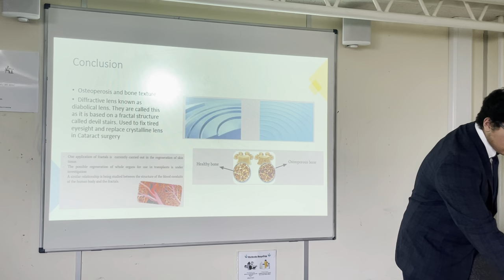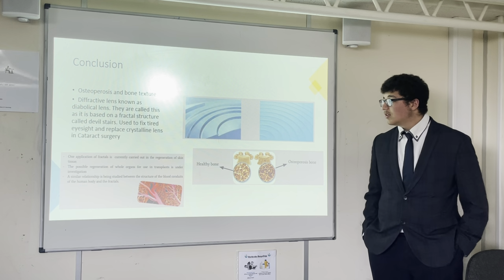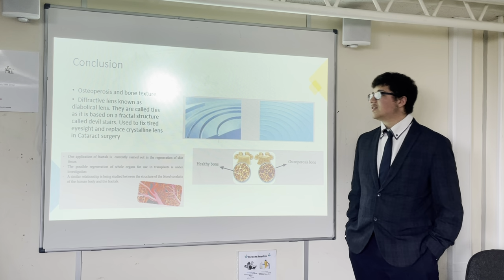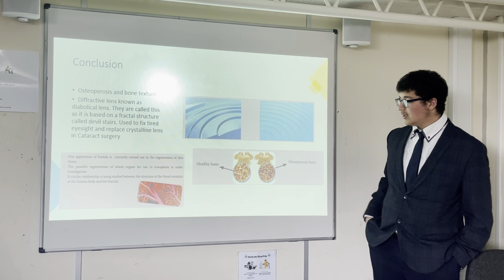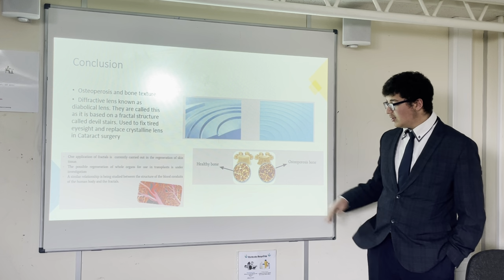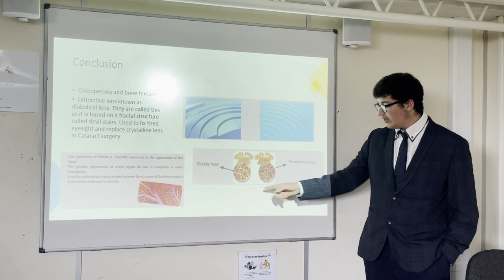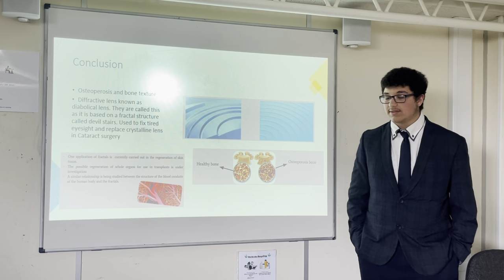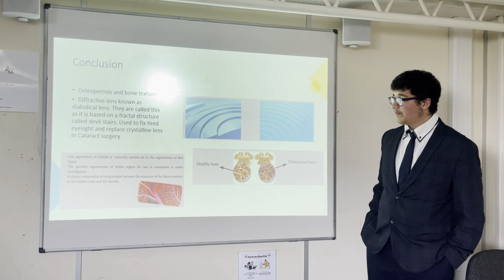So what has it shown us? The conclusion is osteoporosis and bone texture, as you can see here, can be identified using fractals, because as you go down you see it's a smaller breakup, but over here it's larger open. So the fractal dimension is different, and we can spot that.